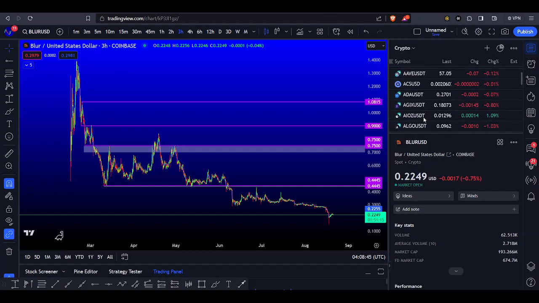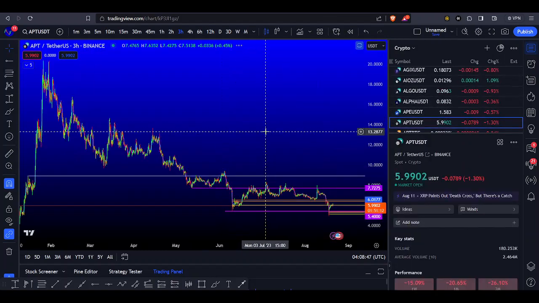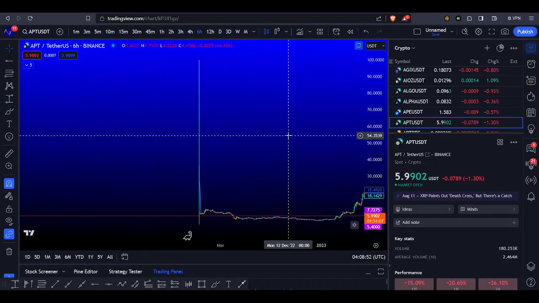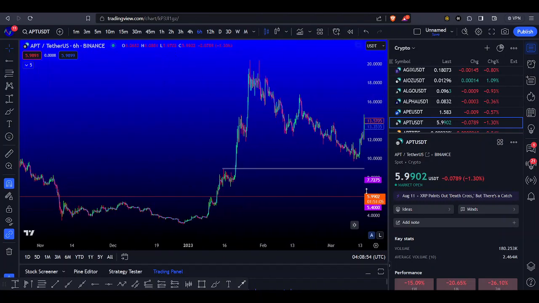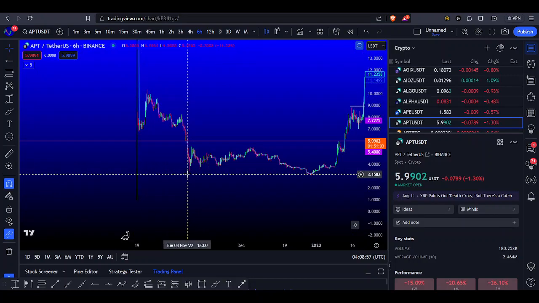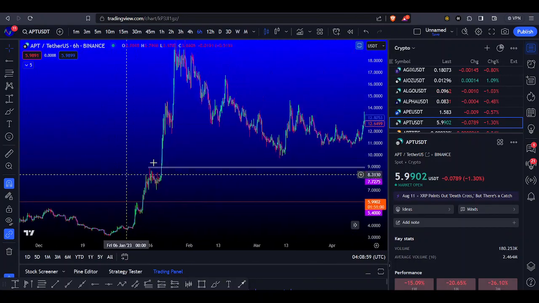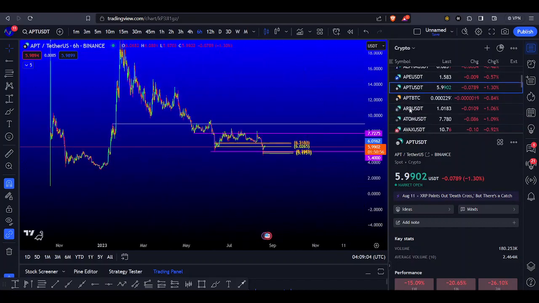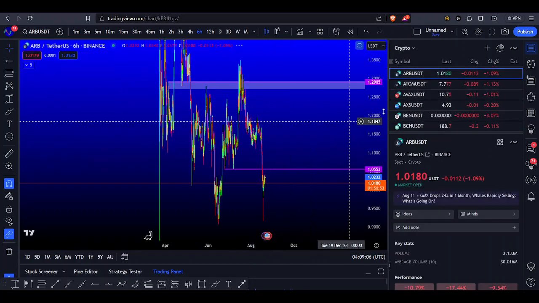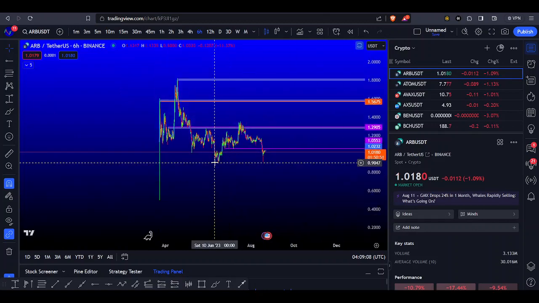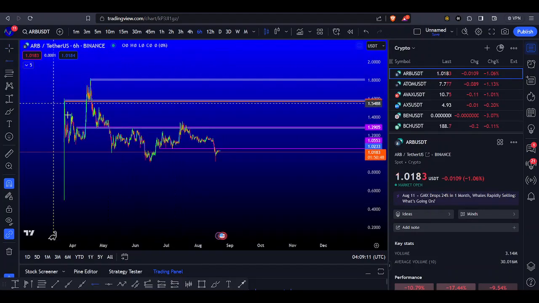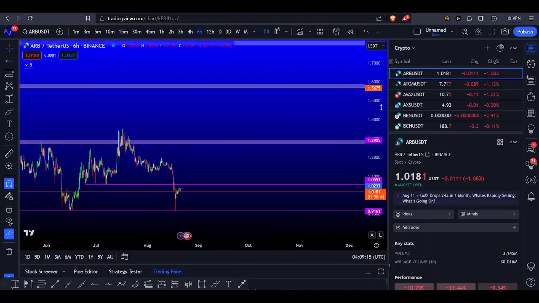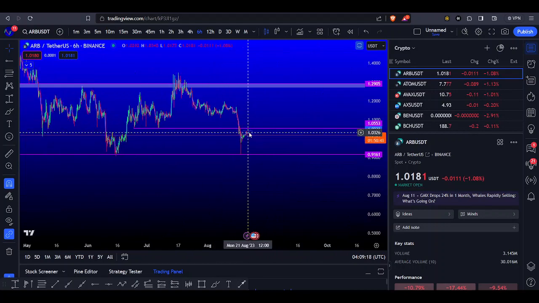I think Aptos did the same thing too, but it's actually held this level quite well. But as you can see, right after launch, sold off a bit, held support, and then pretty much launched. So this one's actually holding up better than most. Let's go ahead and look at Arbitrum. It also held this level quite well, but you'll see Arbitrum did sweep these lows, or came really close to it actually, but more than likely will come back down.